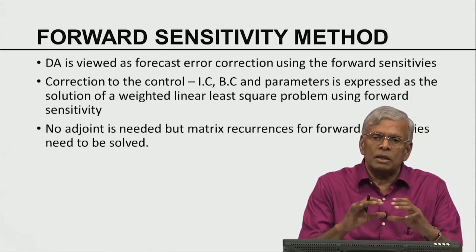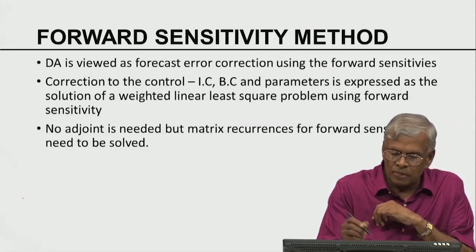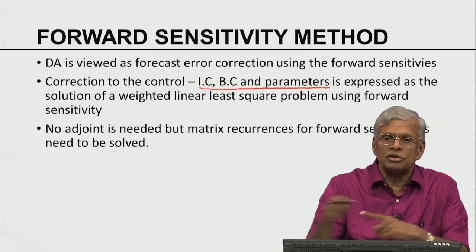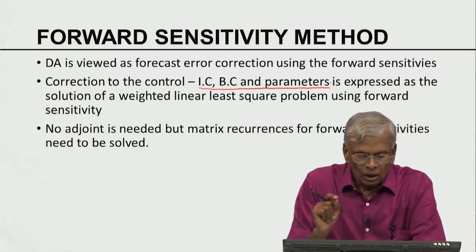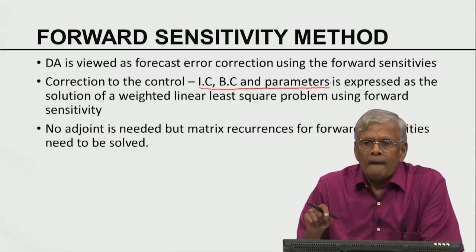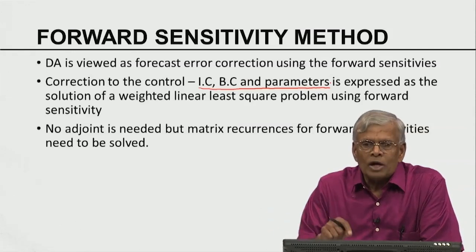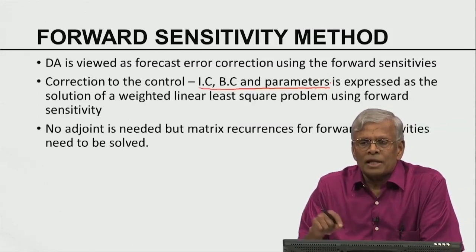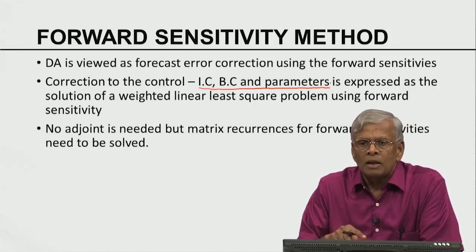Please remember, the solution to a dynamic model depends on the initial condition, the boundary condition and parameters. Because changing them changes the solution, it is customary to call them the control. So, we are assuming that the model is perfect. If you start the forecast model with the wrong control, namely wrong initial condition or wrong boundary conditions or wrong parameters, the error in the control will lead to errors in the forecast. We would like to be able to correct the errors in the control by using observations.